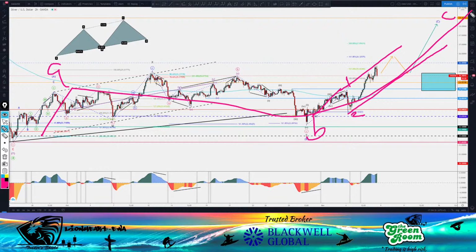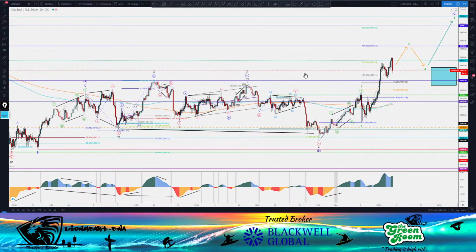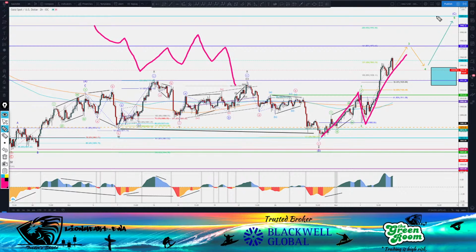So AB, we're doing C with silver. For gold, we're doing A, B, C. It's important for me to track this, because according to the daily chart, what I said about that W, X, we could still have this X right here, right? In which case our fall was an A, we had a triangle, and then C. ABC. So W, and then this is our A, B, C, and X.